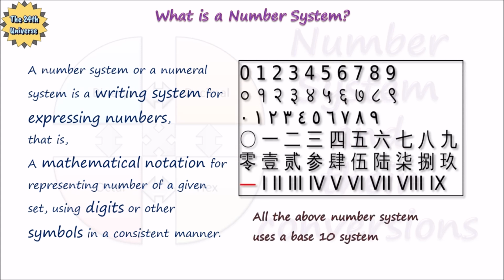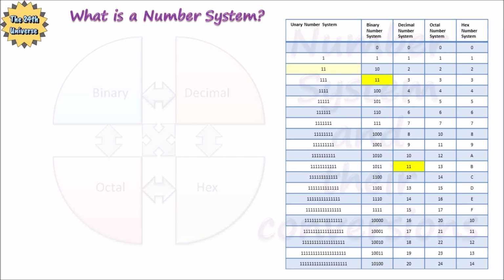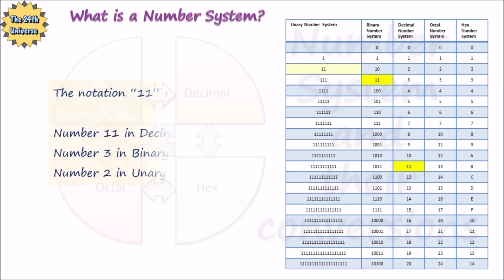Here are some examples. All these numbers use a base 10 system, but the notations used are different. The same sequence of symbols may represent different numbers in different number systems. For example, the notation 11 represents the number 11 in the decimal number system, but the same notation 11 represents the number 3 in the binary number system and the number 2 in the unary number system.